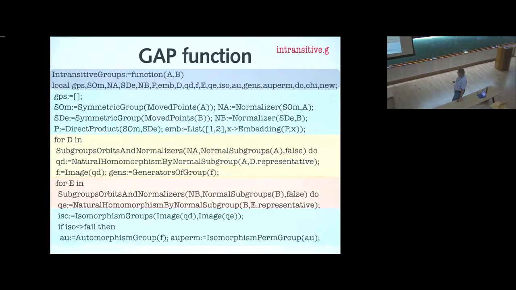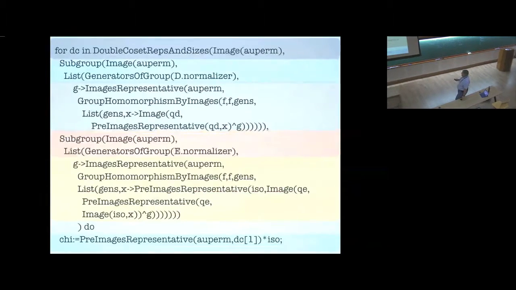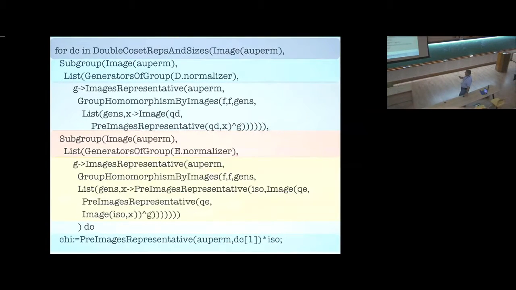We take the factor group by using the natural homomorphism for normal subgroups. That gives us the possible D's. Similarly, we get the possible E's in the same way. We look: are the factor groups isomorphic? If the isomorphism doesn't fail, they are isomorphic. And then I'm running through the double cosets. I go to the image of the automorphism group as a permutation group, put these generators together and construct the subgroup.